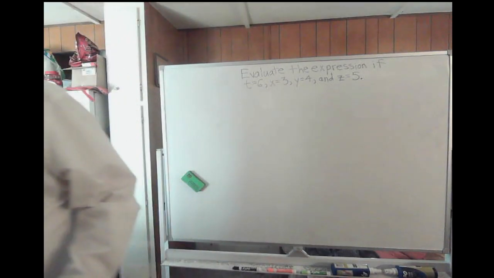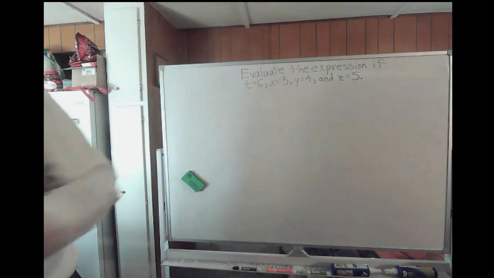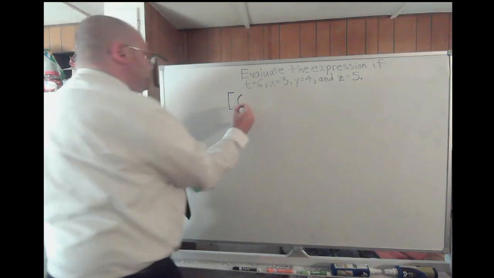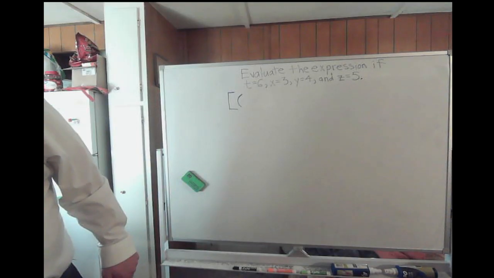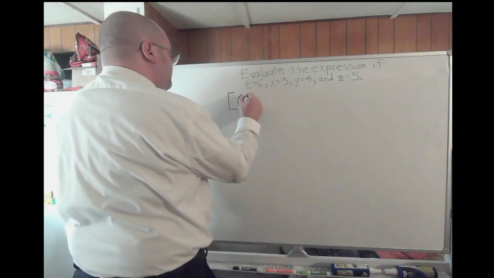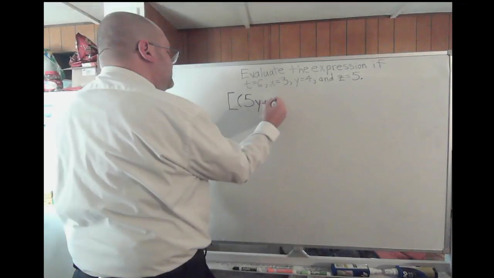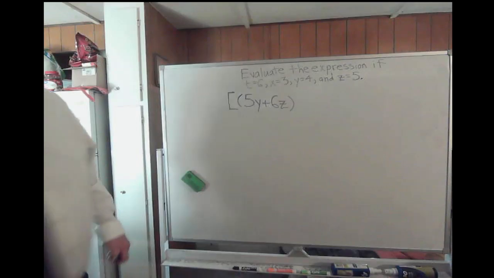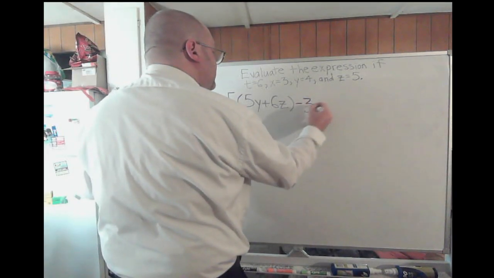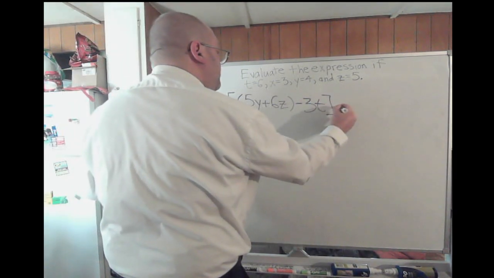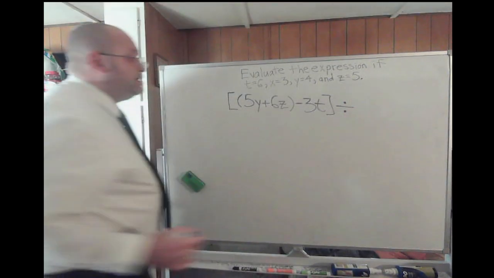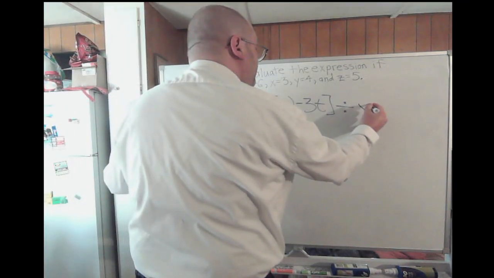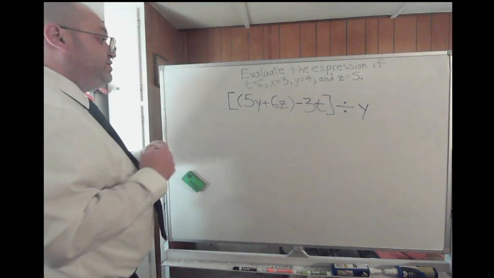Alright, what's next? We have brackets with parentheses. Inside the parentheses we got 5y plus 6z, that quantity minus 3t. That ends the brackets. Then we divide all that by y. So yeah, this one looks like a doozy, doesn't it?